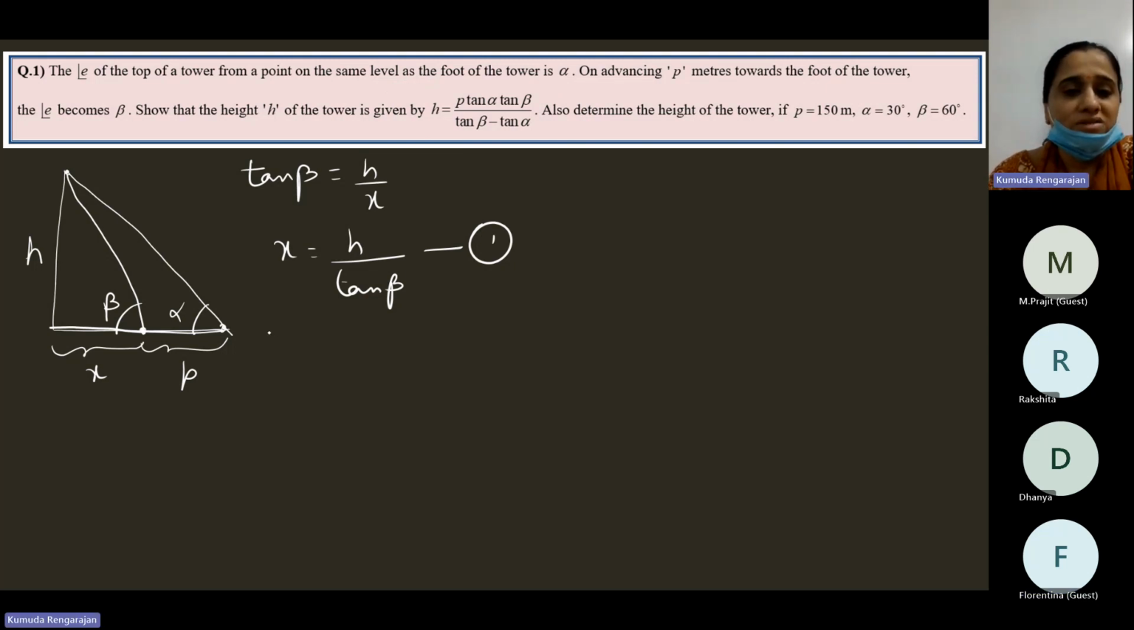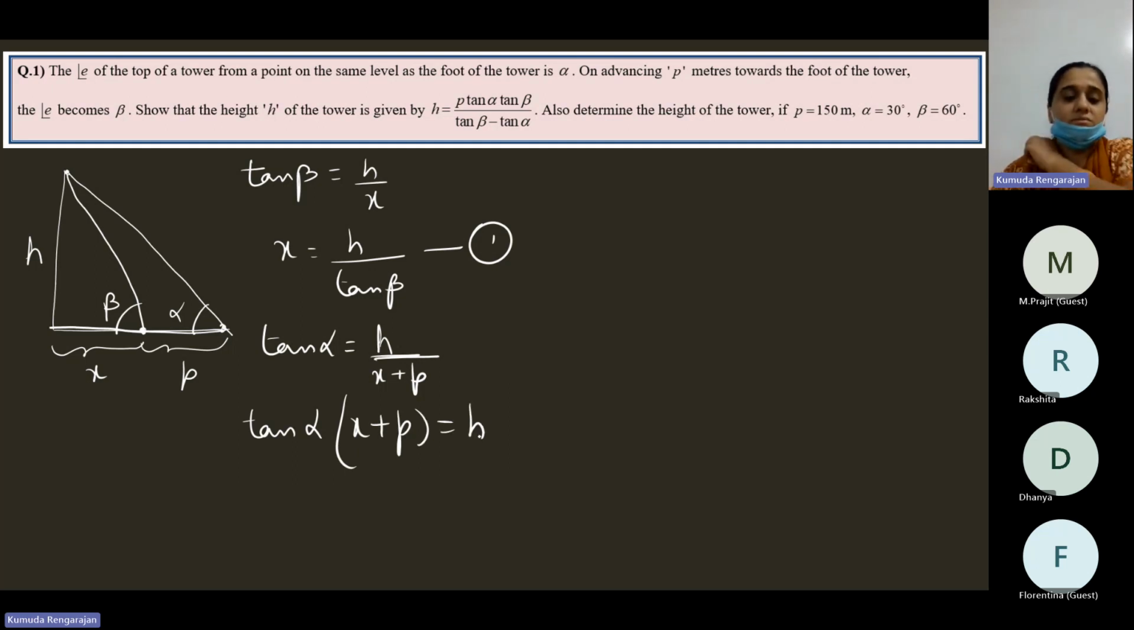Now tell me what is tan alpha? Quickly. Tan alpha. H by x plus p, right? Yeah. Cross multiply, what do you get? Tan alpha into x plus p is equal to h, correct?